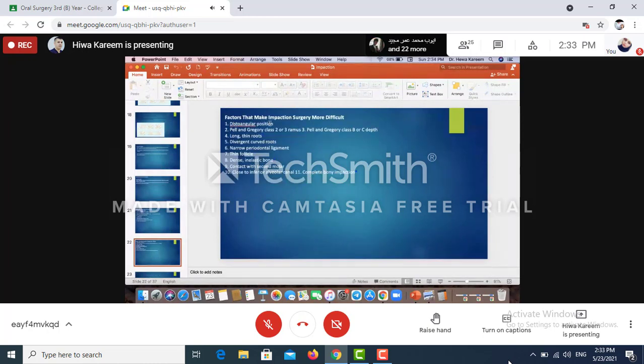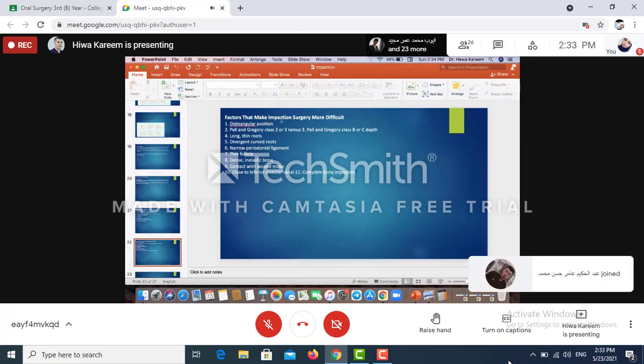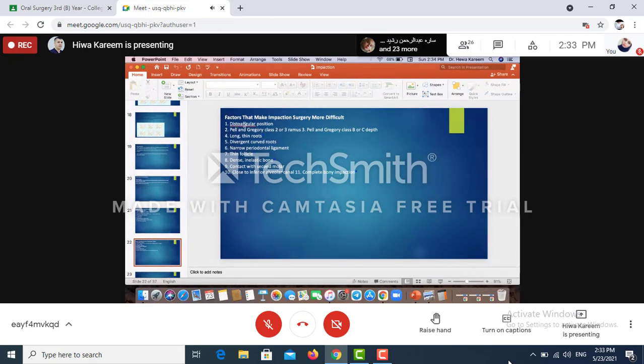And we have some factors, opposite to the previous, that make the impaction or the surgery more difficult. Distoangular. Why distoangular? Because the impaction is inside the ramus. Pell and Gregory classification 2 and 3, or B and C. What is 2 and 3? 2 means that part of the crown or root is inside the ramus. And what is 3? The third molar is completely inside the bone.